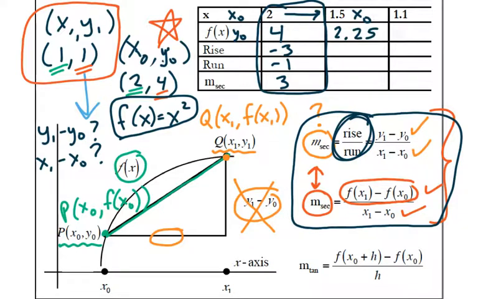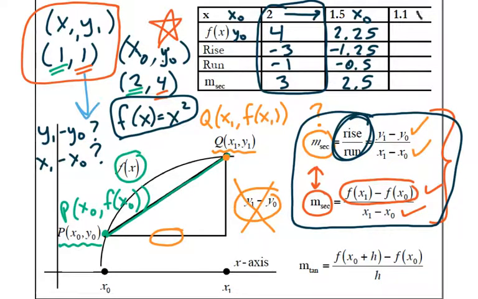Therefore, what is the rise? How about y1 minus y0? That's going to be -1.25. Let's do our run. That's x1 minus x0. That's 1 minus 1.5, which is -0.5. Okay, why don't we do the secant slope? Let's do rise divided by run. And we get -1.25 divided by 0.5. I get about 2.5. And that's done. And keep going.